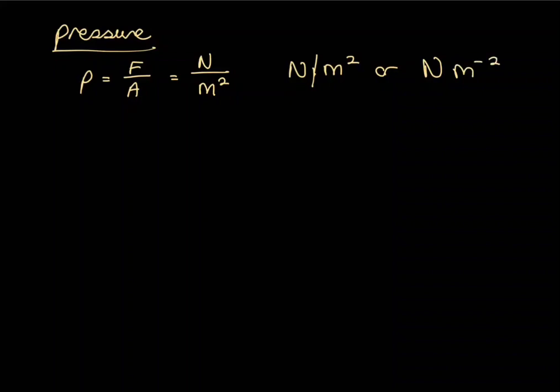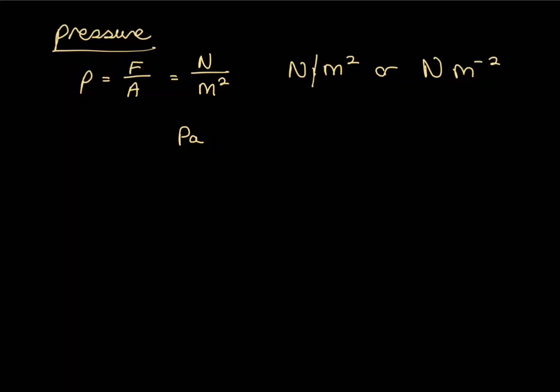So pressure, we might know already from junior cert, the formula for pressure is force over area. Now the units, force, what's the unit of force? It's the Newton. And the unit of area is the meters squared. So usually it's written as N/meters squared, or N m to the minus 2. Okay, but we can also call that unit, the Newton per meter squared, the Pascal, Pa, capital P-a, Pascal.